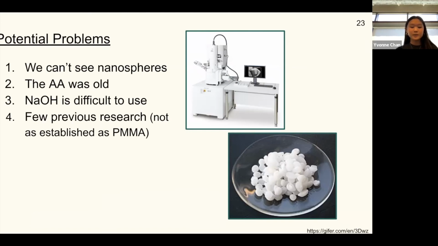Other potential problems include the fact that the acetic anhydride used was old and perhaps not the best to make starch acetate out of, as well as the sodium hydroxide being difficult to use because it absorbs moisture from the atmosphere, so its weight is often inaccurate. And lastly, there's little research done on synthesizing nanospheres and none for the purpose of creating structural coloration, making it difficult to do in a high school lab.